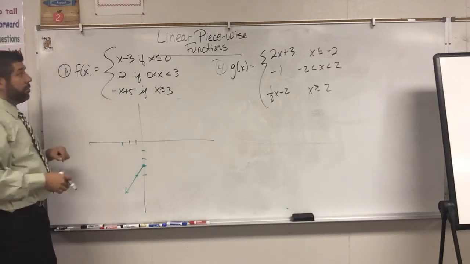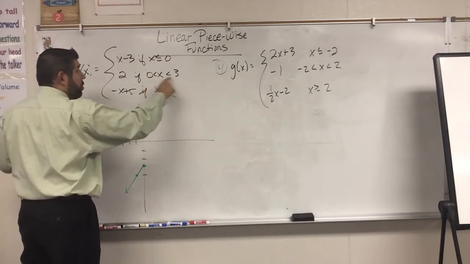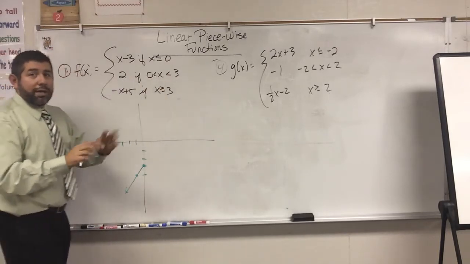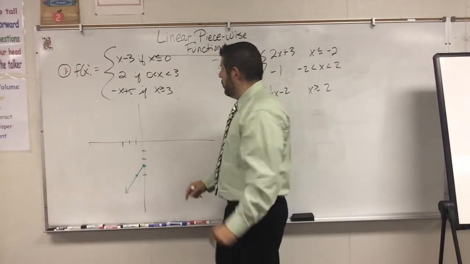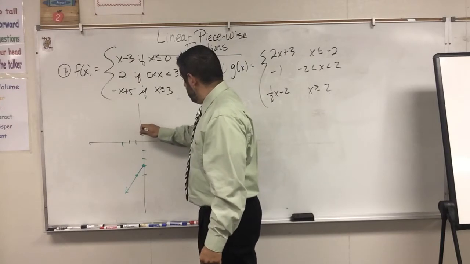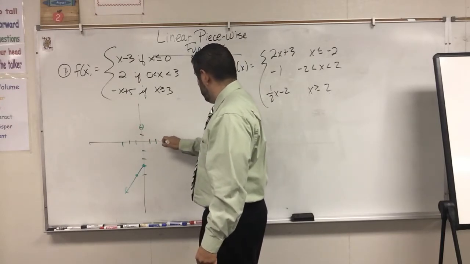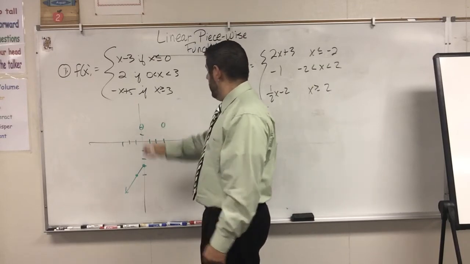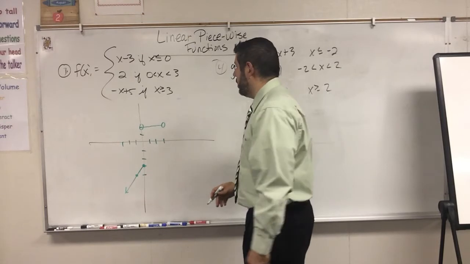We're on this side of x equals 0. Now between 0 and 3, my y value is 2. I don't have an x in there. That's a horizontal line, right? Horizontal line at 2 between 0 and 3. So 1, 2, open circle here. 1, 2, 3, open circle here, horizontal line. Remember, y equals 2 is a horizontal line.